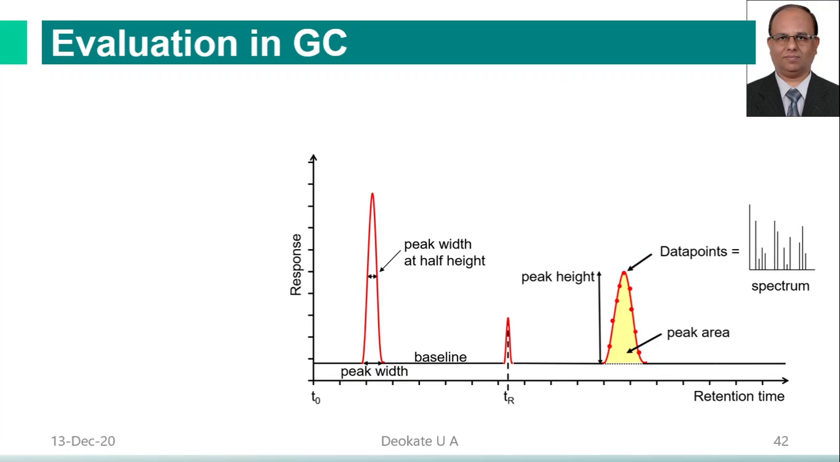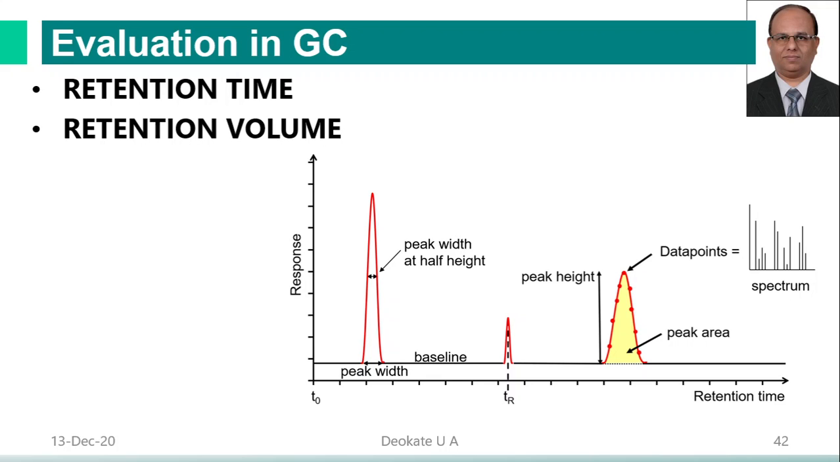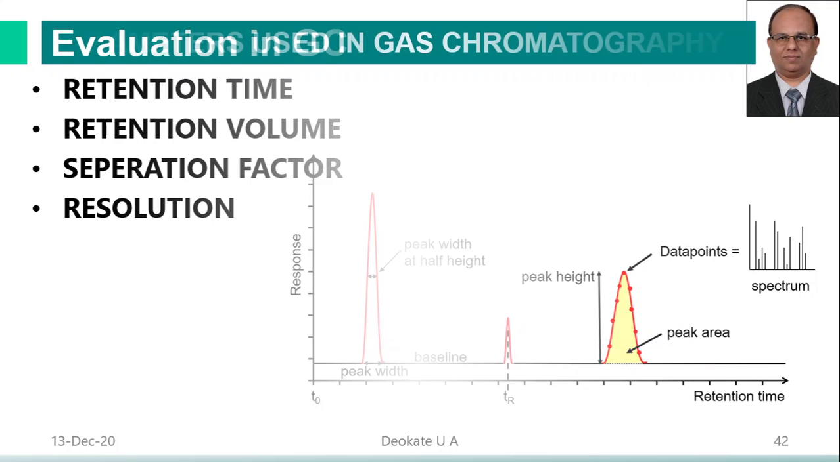So in evaluation, we have studied that we use retention time and retention volume as qualitative parameters, and the area covered under the peak and peak height for quantitative estimations when we get the chromatogram. A chromatogram is a time versus response graph, and that is used for further processing in gas chromatography. So we study retention time, retention volume, separation factor, and resolution.